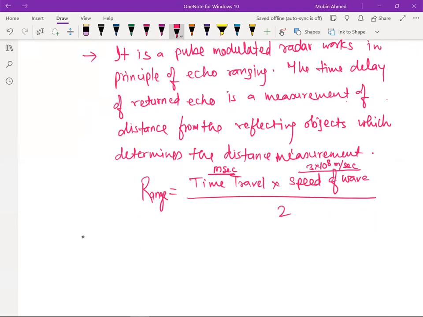Okay. Now, next is the direction of the reflecting objects.